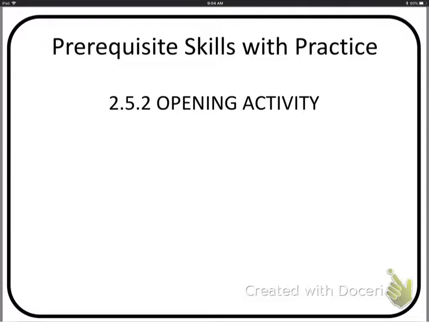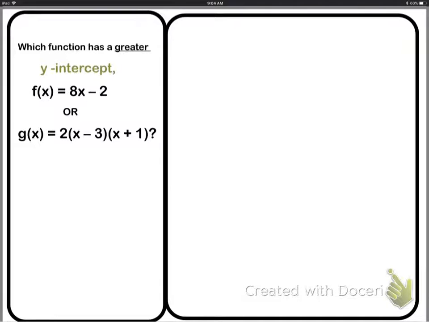Prerequisite skills, this should have been an activity we did in class, and it was the one where we compared functions. So it was the introduction to this lesson. So example 1, which function has the greater y-intercept? So we're looking at f of x equals 8x minus 2, or g of x equals 2 times x minus 3 times x plus 1. So to recap, to find the y-intercept, we have to plug 0 in for x.